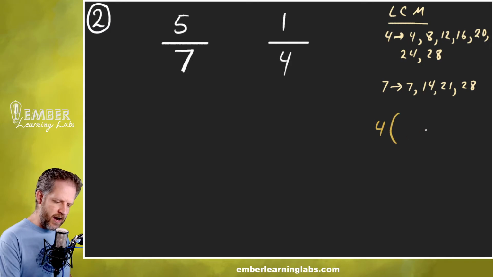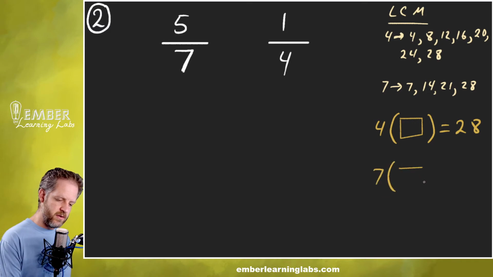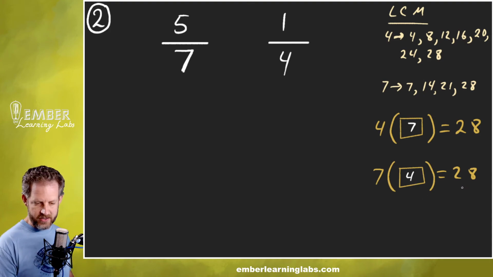4 times what? I think that's a good idea. What do y'all think? 4 times what equals 28? And 7 times what equals 28? And then we fill this in. We're going to put a 7 right here because 4 times 7 is 28. And we're going to put a 4 right there because 7 times 4 is 28, right?